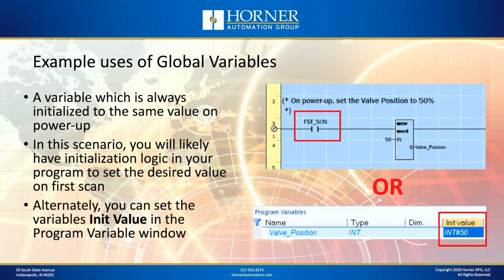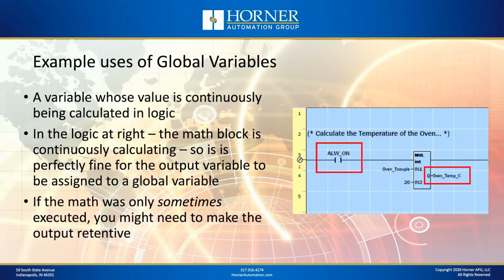So in that example at the bottom right, you can see that the valve position will initialize at an integer value of 50. So you've got a couple of ways you can handle that. Another time you will use a global variable is if you have a variable that is being continuously calculated or continuously set. Okay, so every scan, that variable is being written to.